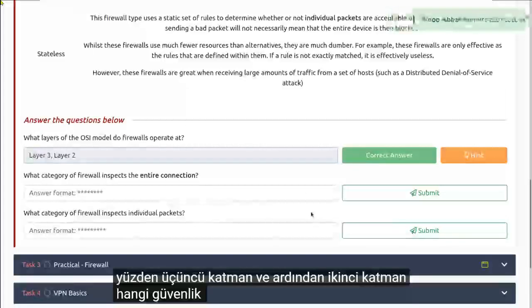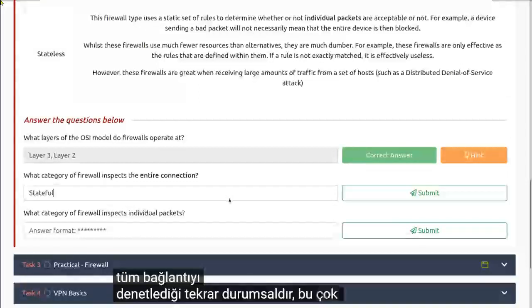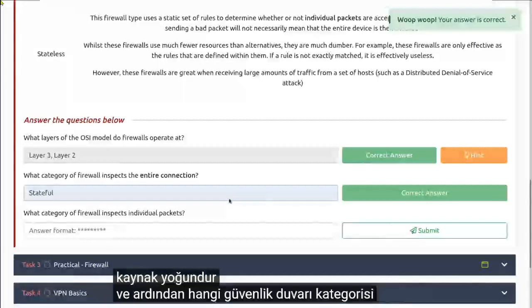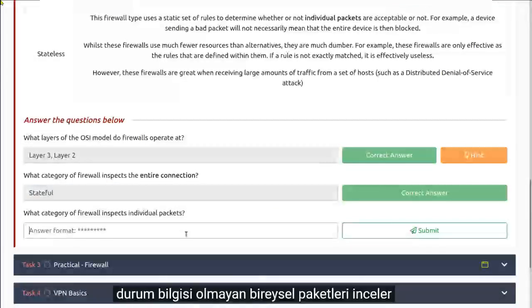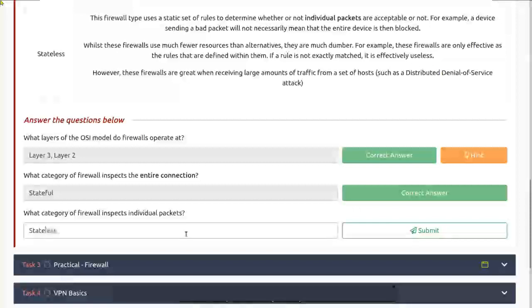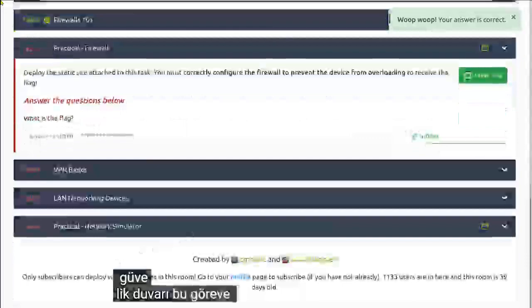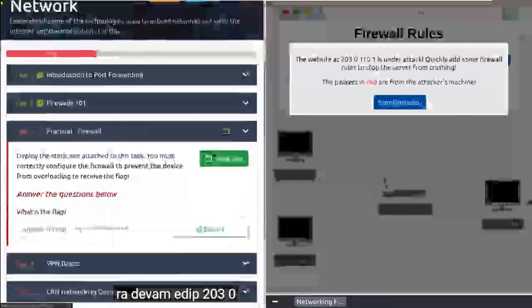What category of firewall inspects the entire connection? That is stateful. Again, that's much more resource intensive. And then what category of firewall inspects individual packets? That is stateless. And there we go. Let's move into task 3, practical firewall. Deploy the static site attached to this task, and then we'll go ahead and move forward.